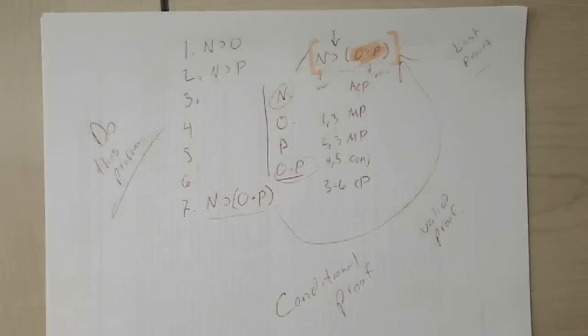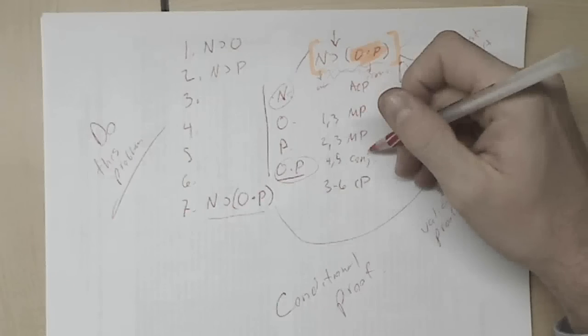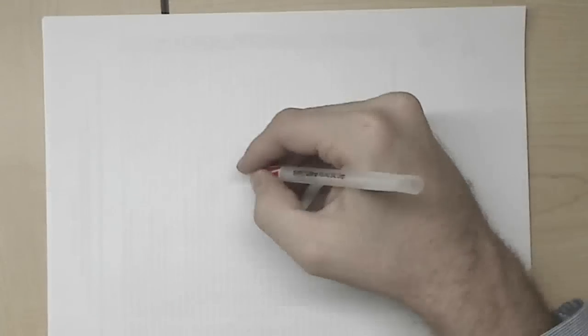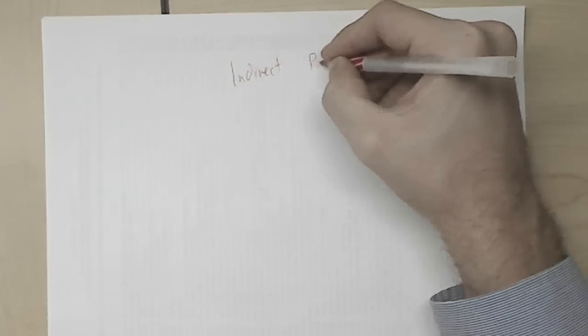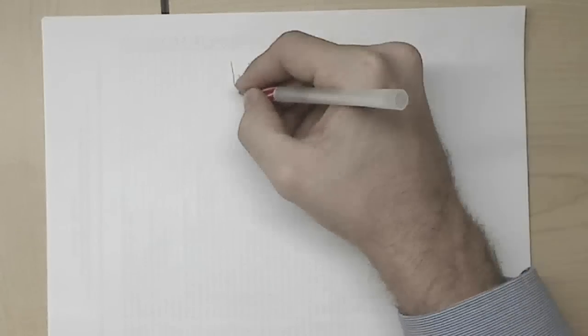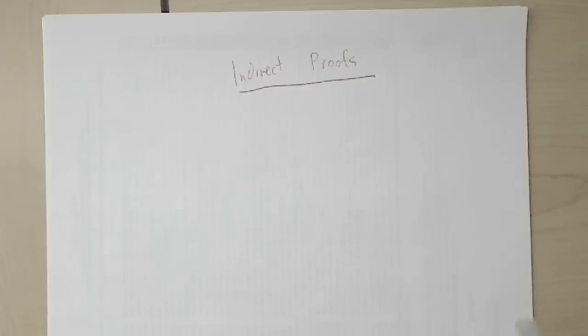This truly is your sort of nuclear weapon. But more than that, it allows you to very easily build proofs when you have no other way to go. So next time we'll be looking at indirect proofs.